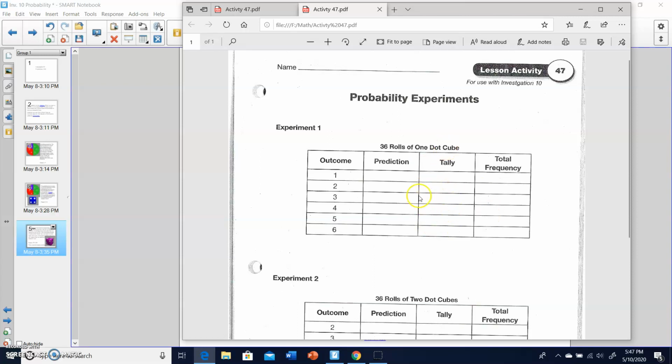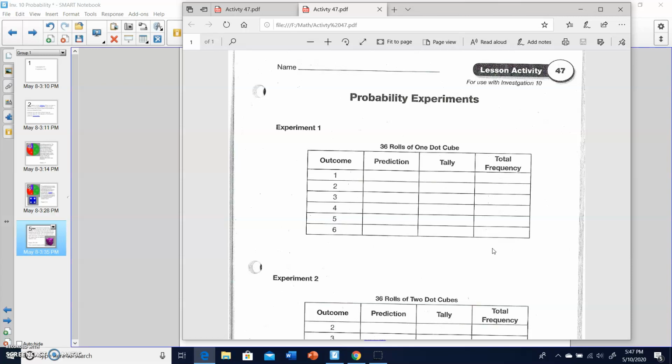Once you get 36 tally marks in this section total, you can figure out how many 1s did I get? Maybe you got 5. How many 2s did you roll? Maybe you have 10. How many 3s did you roll? Maybe you only rolled one 3. See how many times you actually rolled each of the numbers on your dice if you roll 36 times.